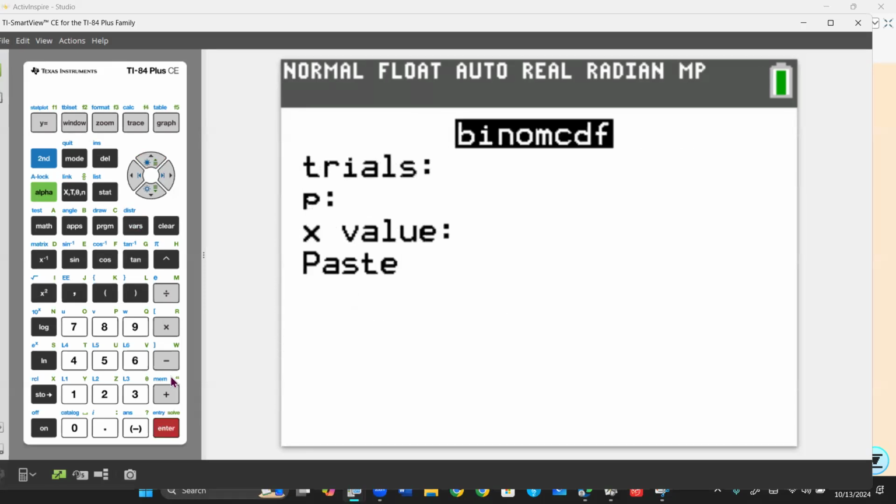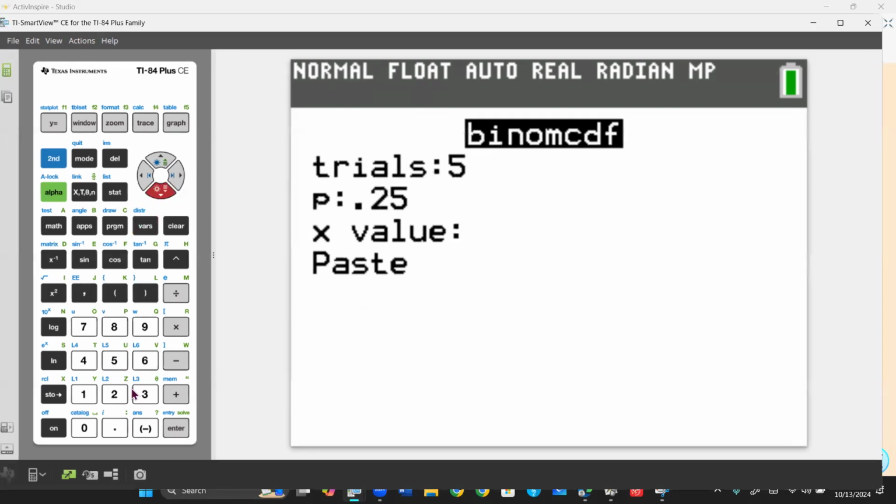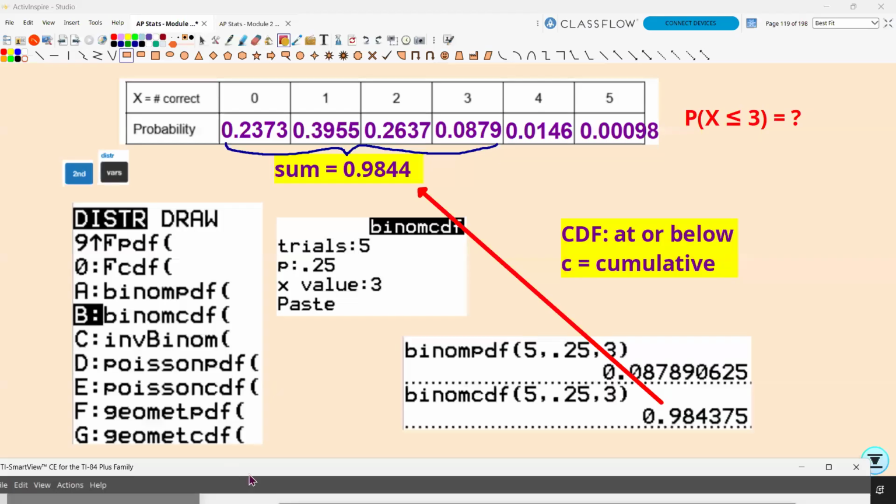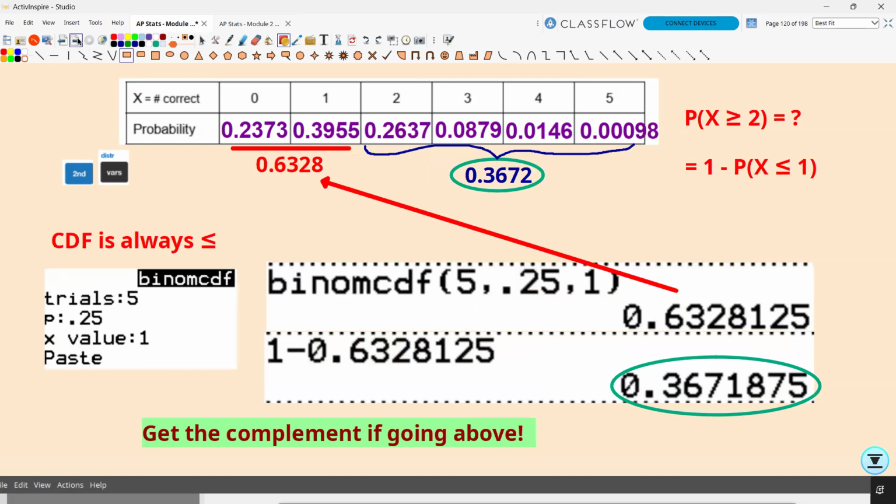C stands for cumulative. So again, I have my fixed number of trials, 5, and 0.25 is my probability. Less than or equal to what was the number? 3, so I'm going to put 3 in there. I'm going to go down to paste, and what it'll do is add 3, 2, 1, and 0 together and give you that cumulative probability, which is 0.9843. You can see that does match up with what we have in the table. So C for cumulative, P for point. Now, the calculator will only go less than or equal to.